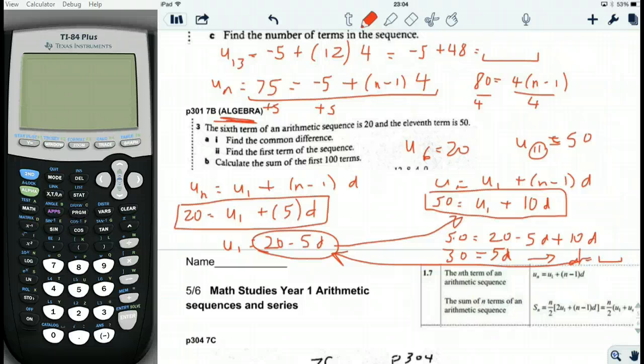And then once you figure out U1, then you know U1, you know d, so you can figure out the 100th term U100 very easily. And once you figure out that, then you use the formula for S100, and then you can figure that out because you already have U100, you already have U1. You add them together, you divide by 2, you take the average, and then you multiply by the total number of terms, which is 100. Okay, so not so bad, right?